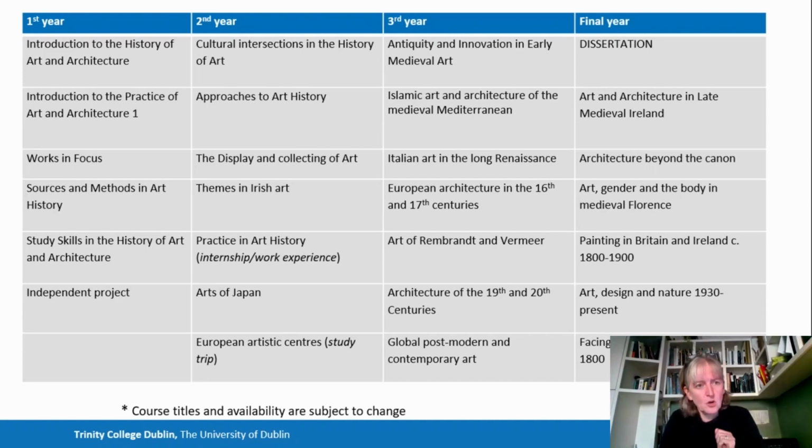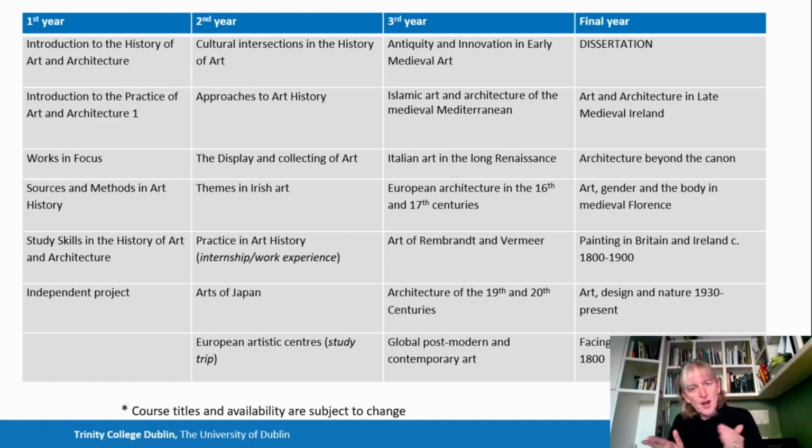But the aim of our course in the first and second years is really to build up a foundation, to provide a chronological survey that looks not just at European works of art, but that looks more broadly at how European art speaks to the artistic traditions of other cultures globally. So in the first year we have a chronological survey of art and architecture. We study some canonical works in focus, and for single honours and Columbia dual degree students we also focus on sources and methodologies and encourage students really from the start to build on their own independent inquiry.